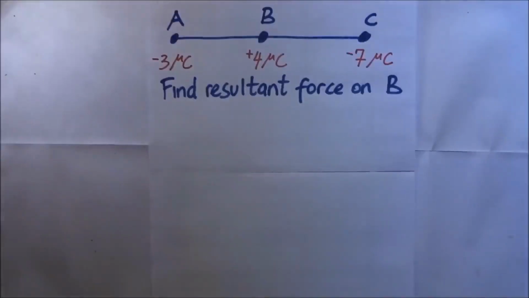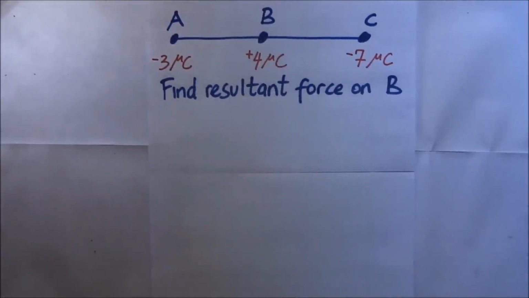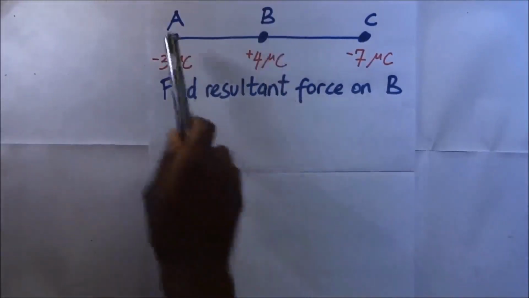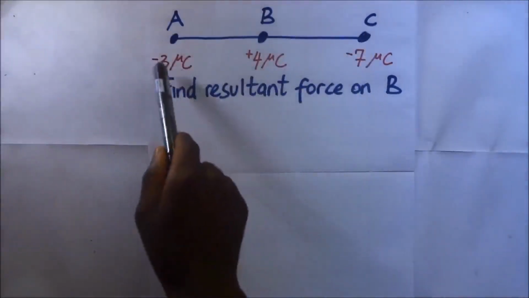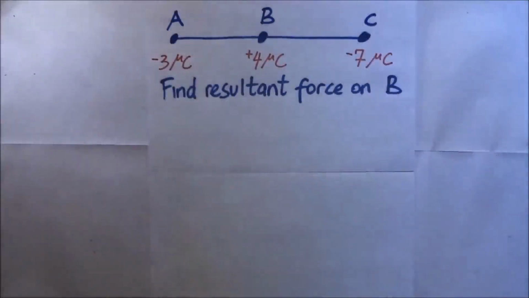We are being required to find the resultant force on charge B. Now, charge B is in between charge A and charge C. Charge A is -3 microcoulombs and charge C is -7 microcoulombs. Now, let's put this at the back of our minds, the law of electrostatics. It says that unlike charges attract and like charges repel.